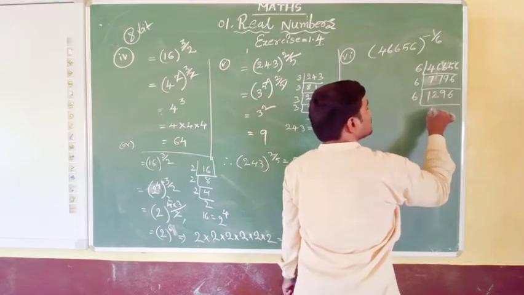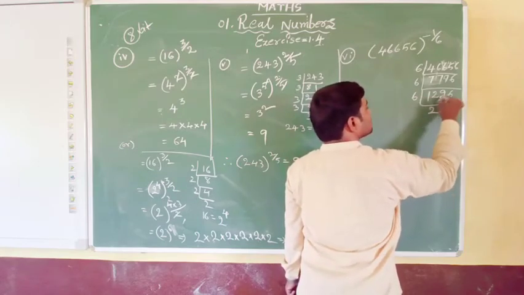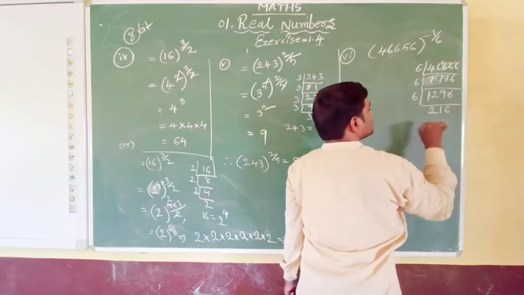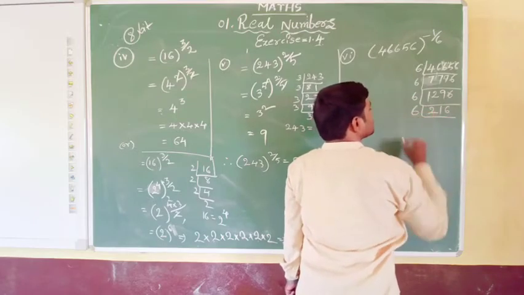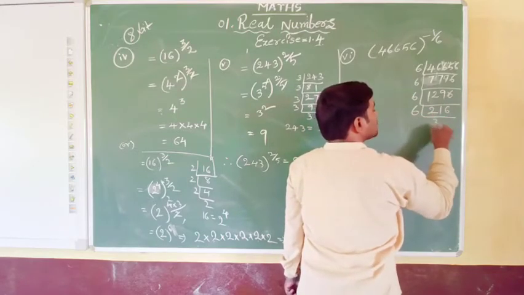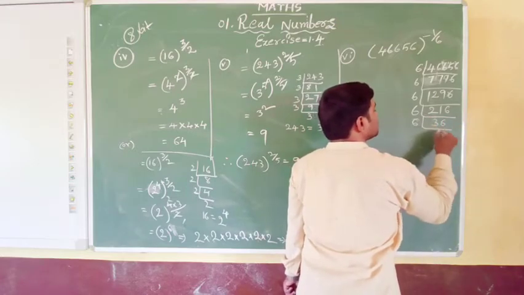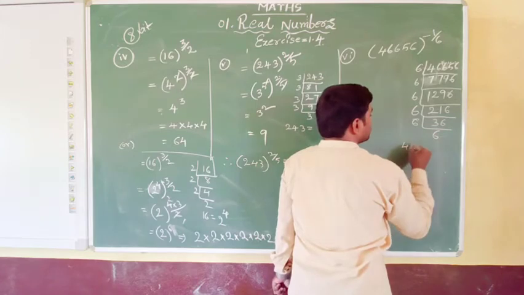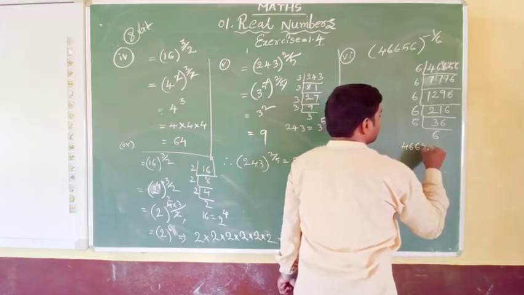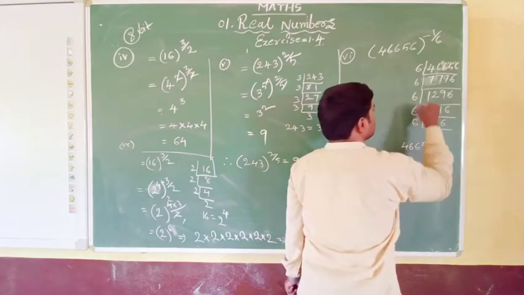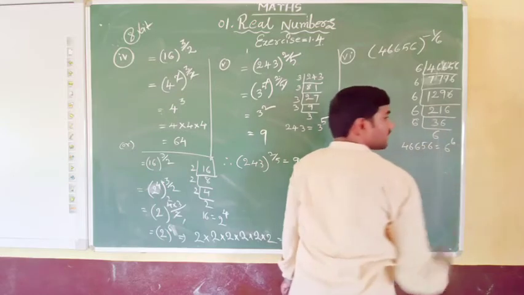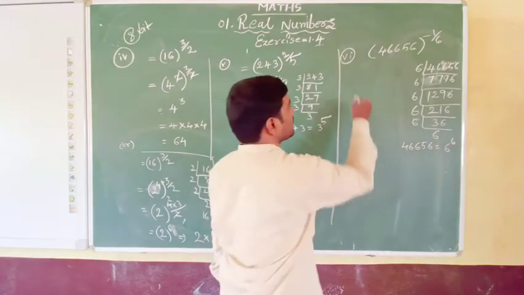Now we go for the 6 table. 6 2s are 12, 6 1s are 6 and 3 left, that is 36. That is 6. Now in the 6 table we can do it. 6 3s are 18, 3 left, that is 36, and 6 6s are 36. That means 46,656 we can write as 6 to the power of 6. Yes, we can write it in the form of 6 to the power of 6.